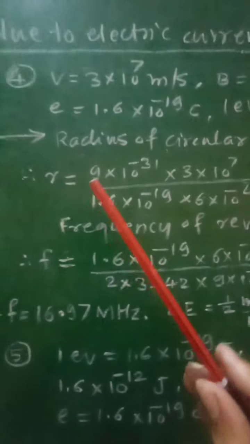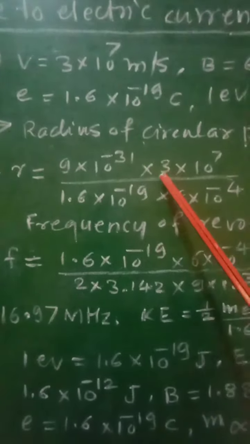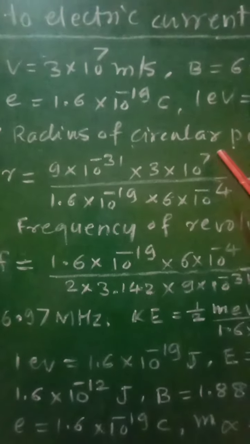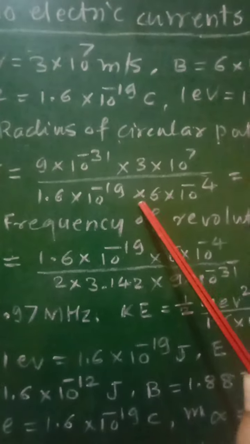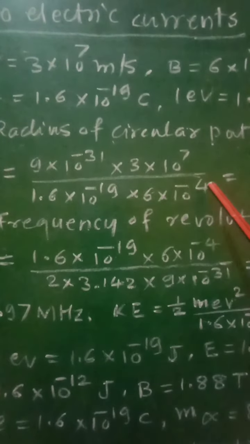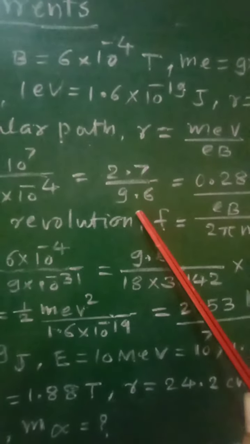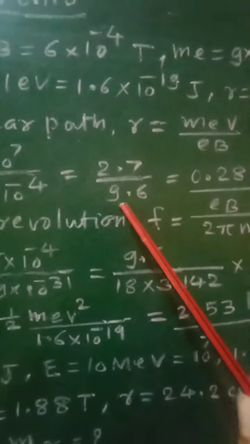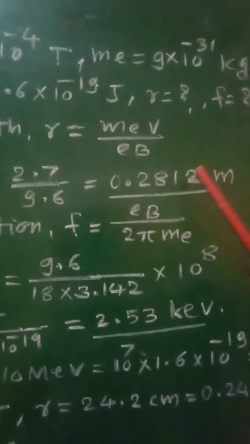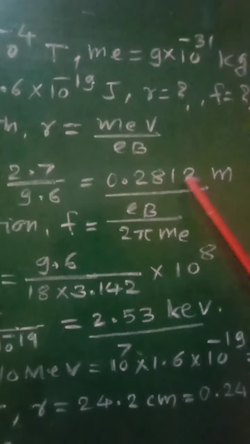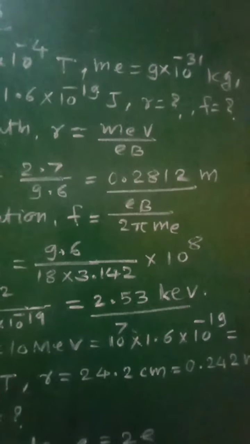And therefore putting the values we will get R equal to 9 into 10 raised to minus 31 into 3 into 10 raised to 7 divided by 1.6 into 10 raised to minus 19 into 6 into 10 raised to minus 4. Solving this we will get 2.7 upon 9.6, which comes out to be 0.2812 meter. This will be the required radius of that circular path.